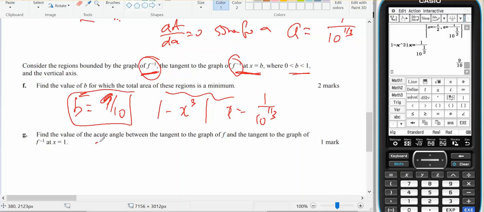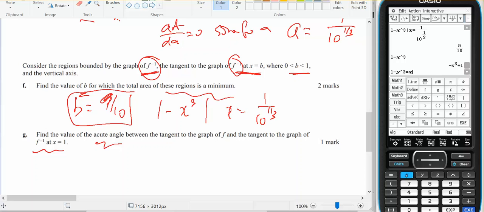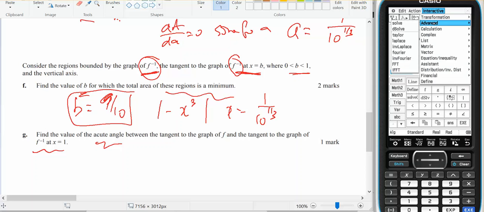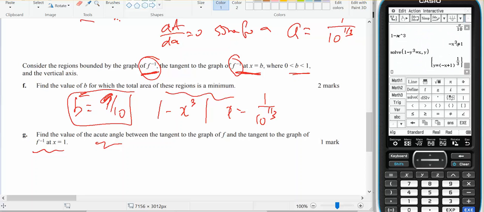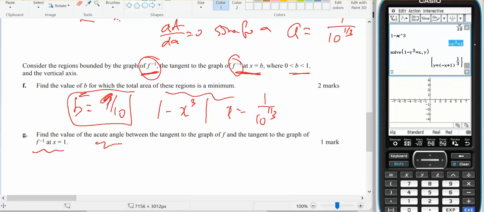And find the value of the acute angle between the tangent of the graph of f and the tangent of the inverse graph at x equals 1. Okay, so I've got this graph. If I find its inverse, so if I take that, replace that with a y, make it equal x, and solve for y. So that's the inverse.